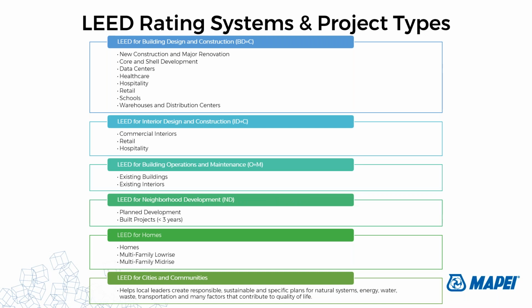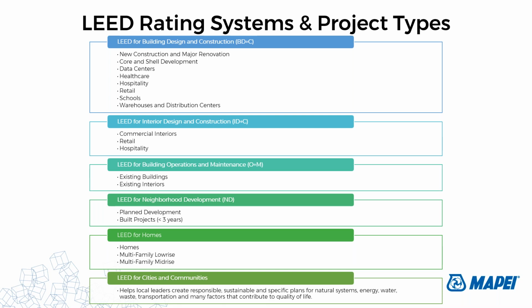LEED is for all building types and all building phases, including new construction, interior fit outs, operations and maintenance, and core and shell. The BD and C rating system is for new construction and major renovations. This includes new construction, core and shell, schools, retail, warehouses, healthcare, you name it. ID and C rating system is for complete interior fit out of projects.